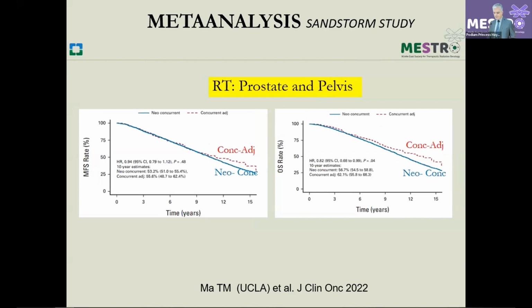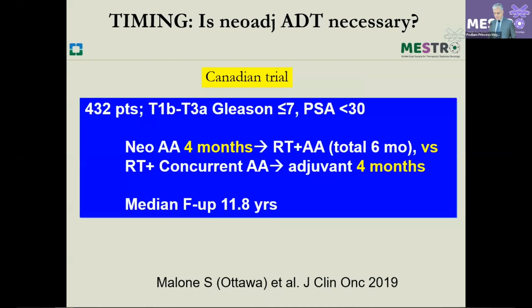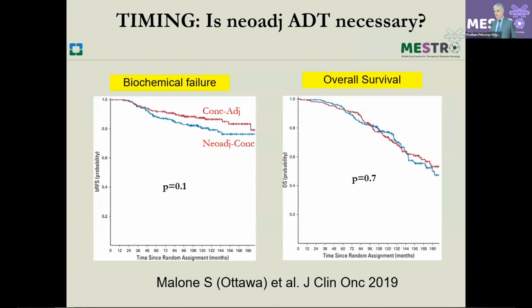The second, this is actually looking at radiation to the prostate and pelvis. I'll pass on this. But this question was actually tested in a single randomized trial by Canadian investigators. They looked at 4 months of neoadjuvant ADT followed by radiation with ADT, total 6 months, or 2 months and radiation followed by adjuvant 4 months. And this again goes in the same direction, no significant difference, but concurrent adjuvant was superior to neoadjuvant and concurrent, no difference in overall survival.